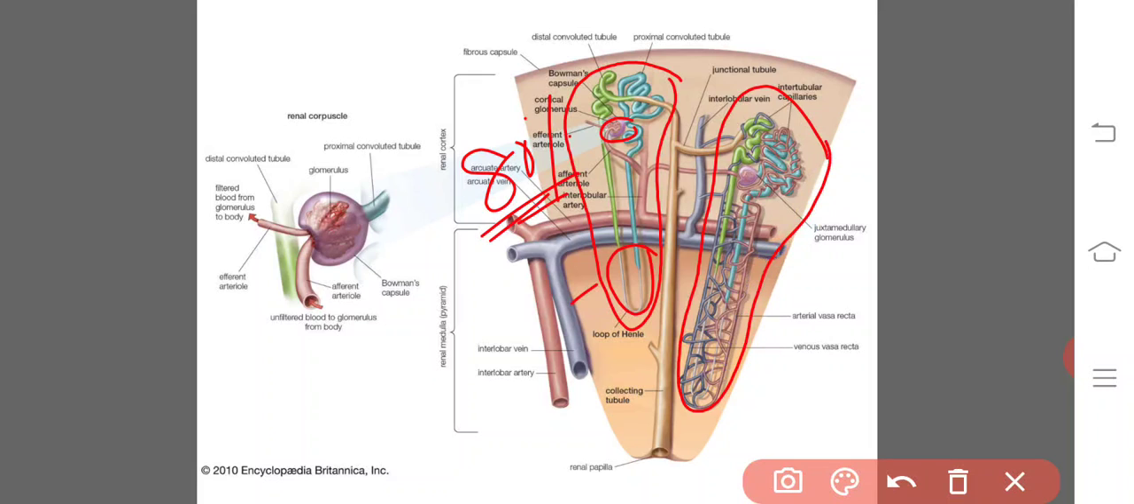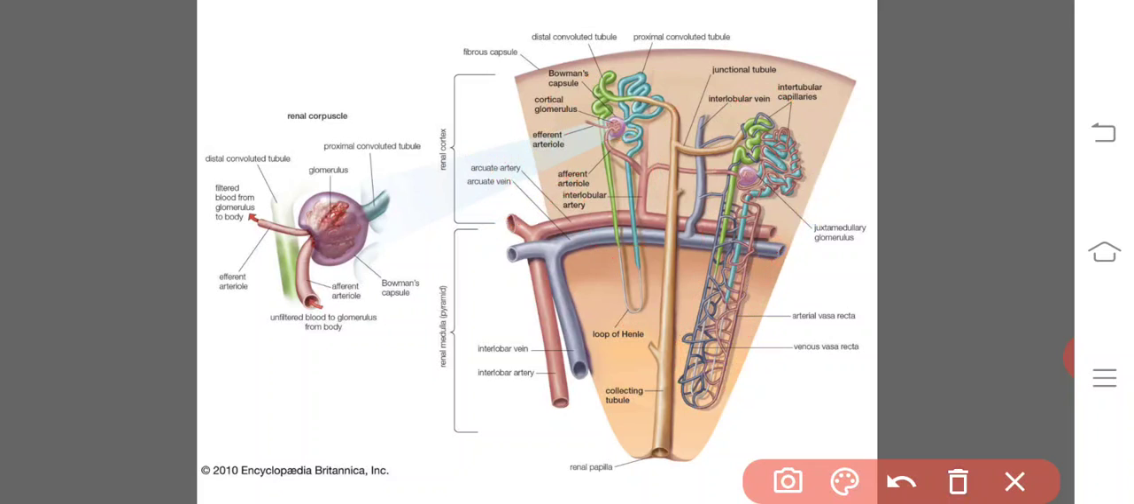And one more difference between these two, cortical and juxtamedullary nephrons: in the cortical nephrons you may not see the peritubular capillary network and the vasa recta. They are not seen, but in the case of juxtamedullary nephrons we will see enrichment of the peritubular capillary network and the vasa recta.